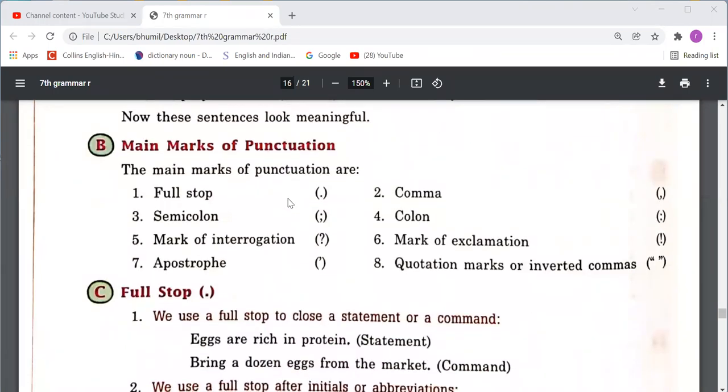Next, main marks of punctuation. Now, dear students, we have to understand what the main marks of punctuation are. Basically, 8 main marks of punctuation are there. First is the full stop, second comma, semicolon, colon, mark of interrogation, mark of exclamation, apostrophe, and quotation marks or inverted commas. Basically, we are going to study these punctuation marks in this chapter.